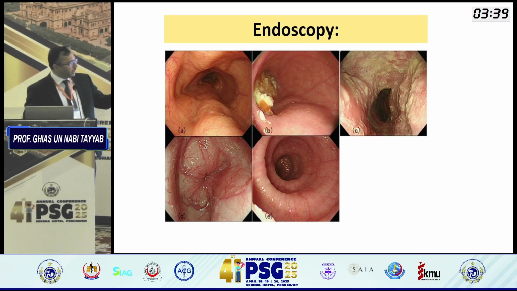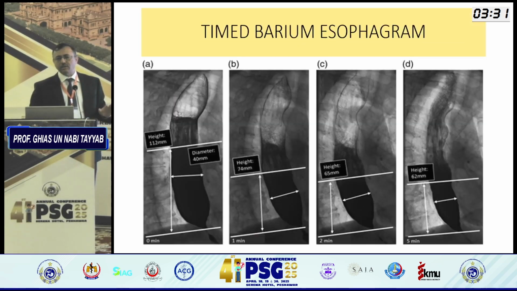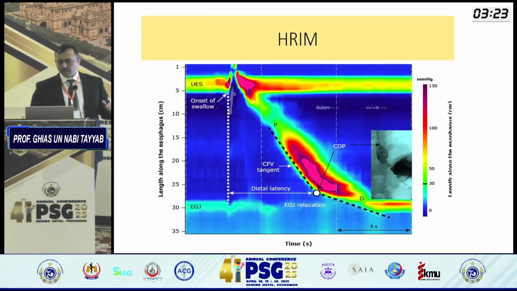What do we get in the esophagus on endoscopy? Usually the stasis of food. This is the typical picture of endoscopy in a patient suffering from achalasia cardia. And in the timed barium, we expect that 50% of the column should stay there in a 1 minute film. So this is the picture of high-resolution impedance manometry.